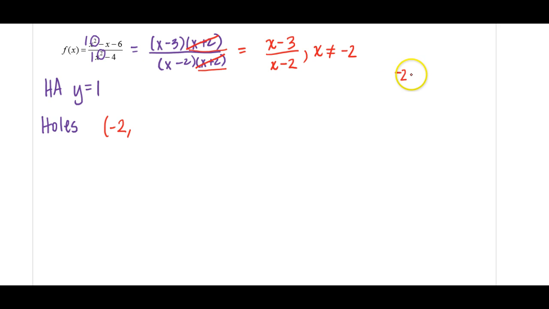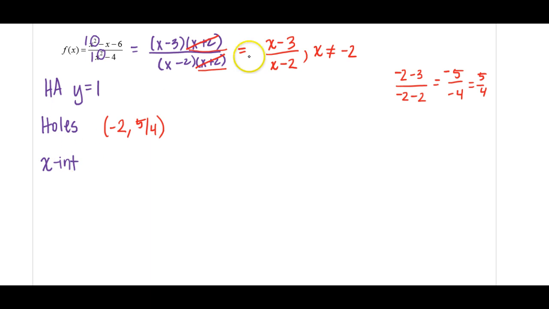I'm going to plug in (negative 2 minus 3) over (negative 2 minus 2). So the top is negative 5 over negative 4, which is 5 over 4. So the hole occurs at negative 2 comma 5 over 4. So I have to write it as a coordinate point. I cannot just write x equals negative 2 because that's the equation of a vertical line. So now that we found the hole in the graph, let's move on to try to find the x-intercepts.